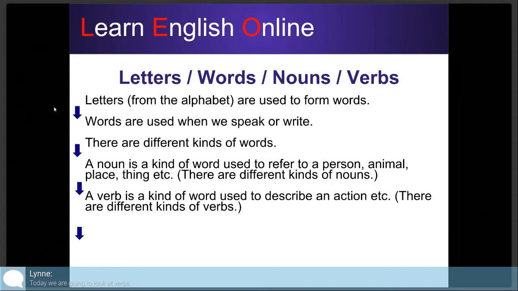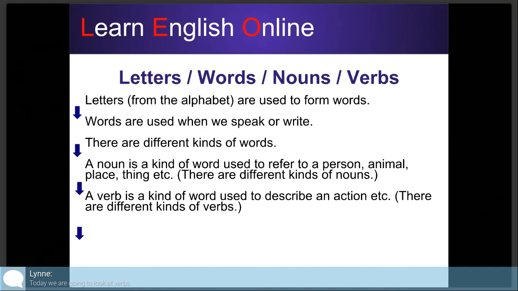So far we looked at letters, like the alphabet, and how they're used to form words. And of course, we use words when we speak or write. There are different kinds of words. A noun is a kind of word, and we use them to talk about people, animals, places, things. Of course, there are different kinds of nouns. We will, I'm sure, cover them later.